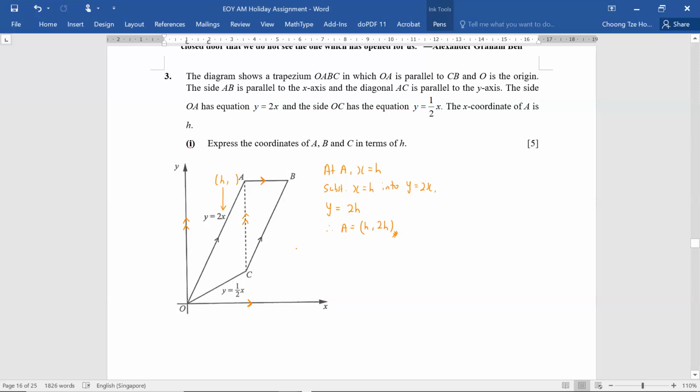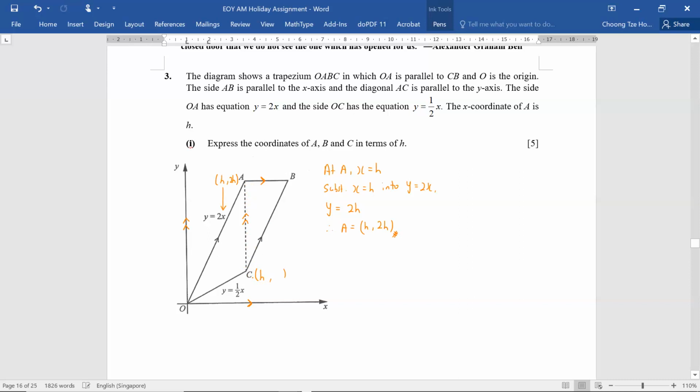The next thing that we are going to do is C first. C will be easier. Recall that based on what we have indicated here, AC is parallel to the y-axis. This means that AC is a vertical line. If AC is a vertical line, it means that C is directly below A. So if it's directly below A, what can we say about the x coordinate of point C? Yes, it's going to be the same as the x coordinate of point A because it's directly below it.